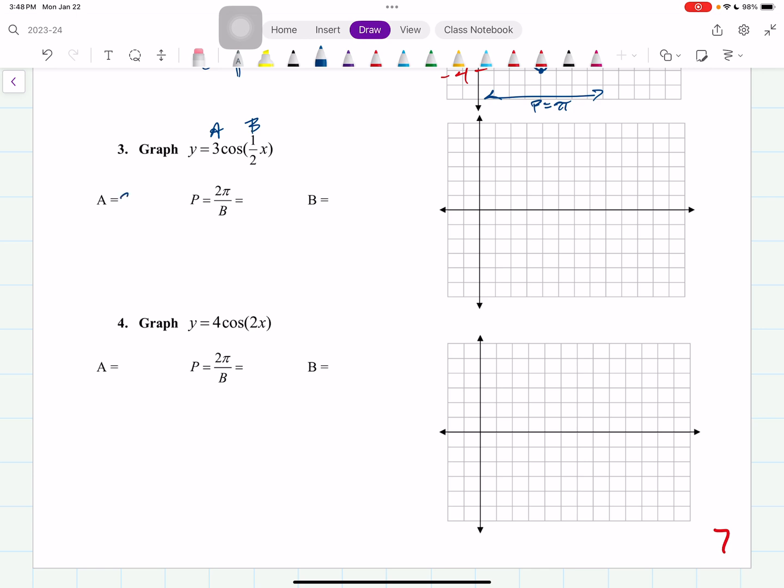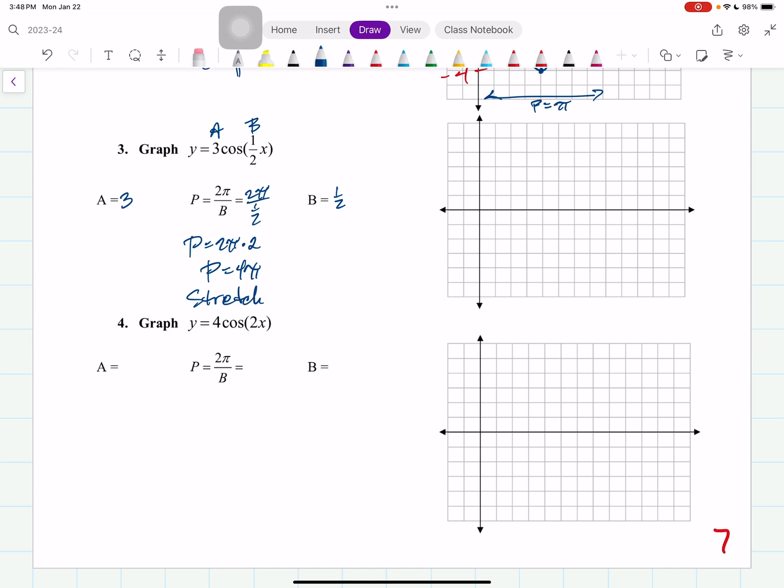Okay, so here we go. So a is 3, b is 1/2, and that means that we have 2 pi divided by 1/2. That's the same thing as 2 pi times the reciprocal of 1/2, which is 2. So now the period is 4 pi. So this is a stretch. It's expanded. The period now goes from 2 pi to 4 pi.